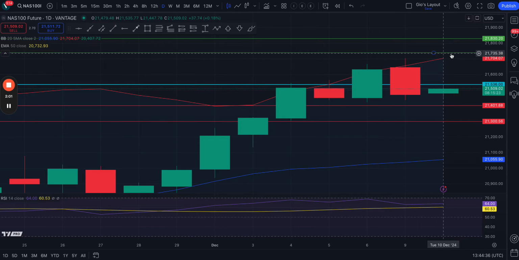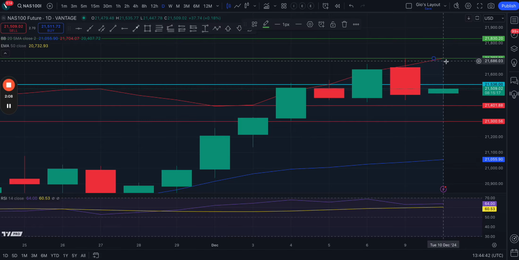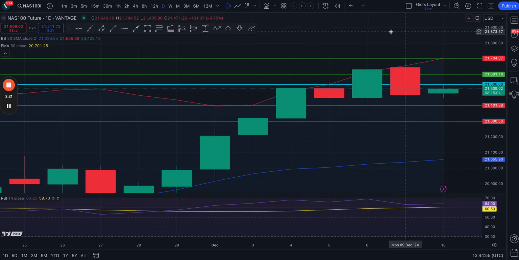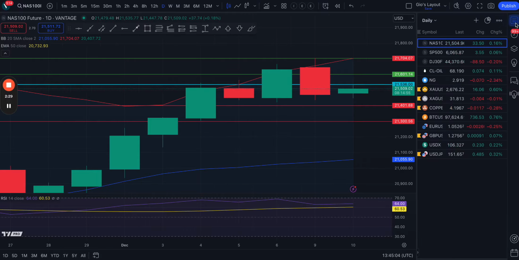Now let's do the resistance. So let's use the upper Bollinger Band, which coincides with yesterday's high, and right above our pivot point, which the market will act as that when the market is below it. So the pivot will attract the market towards it. So let's use that, and then you can do the same for the other assets.